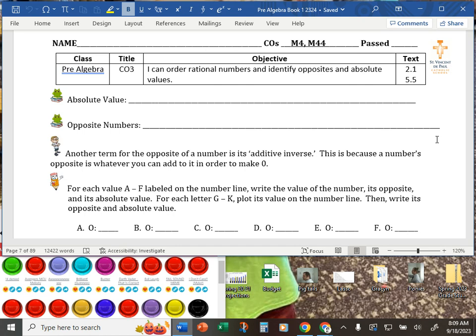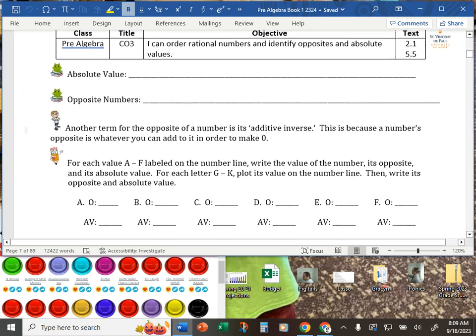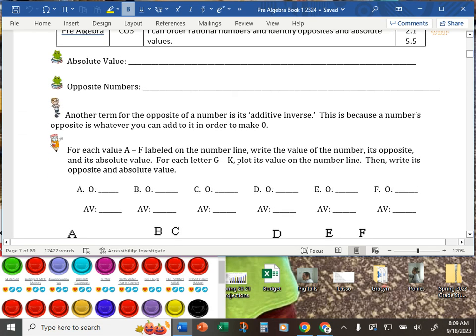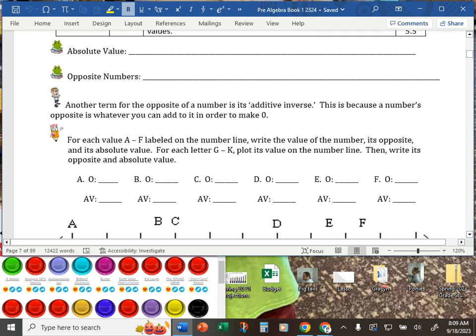CO3, which is ordering rational numbers and identifying opposites and absolute value. So absolute value is something that you may or may not have come in contact with before. We're going to start like we do normally with kind of defining some of these terms that will come up in CO3. What is absolute value?